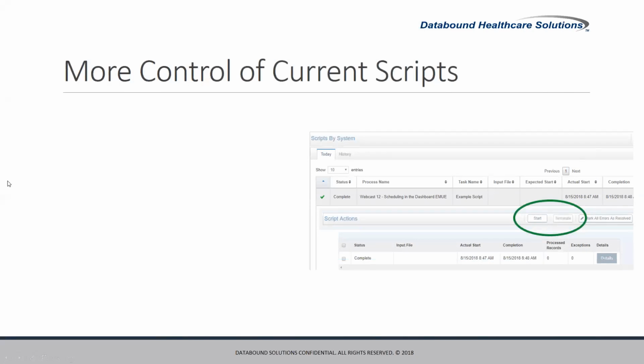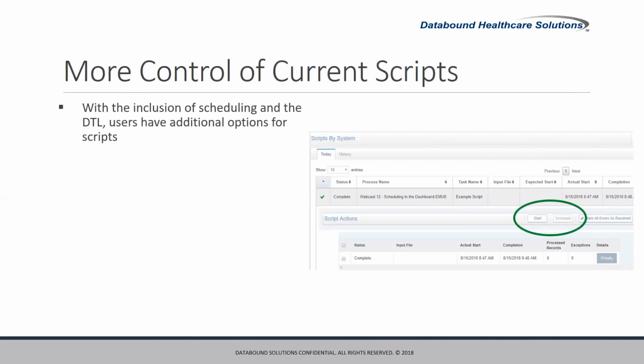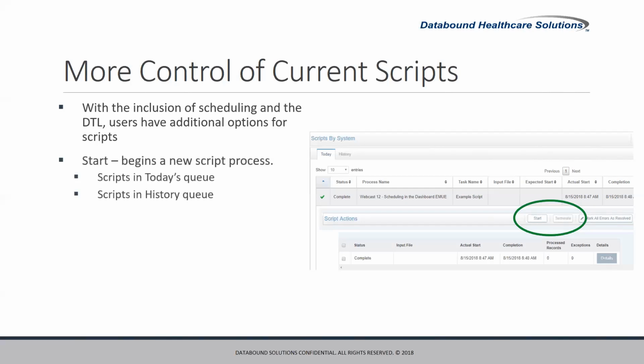One additional nice feature, and this is something that I really love about the updates that have occurred, is we've given you more control over your scripts. So with the inclusion of the DTL, we have some new options that have become available from the system view, from the script view, and also from the task view. And that's start and terminate. So start begins a new script process, and you can do that from today's queue or the history queue, so either of the tabs that are here. And then there's terminate, which ends a script process that's currently being run.